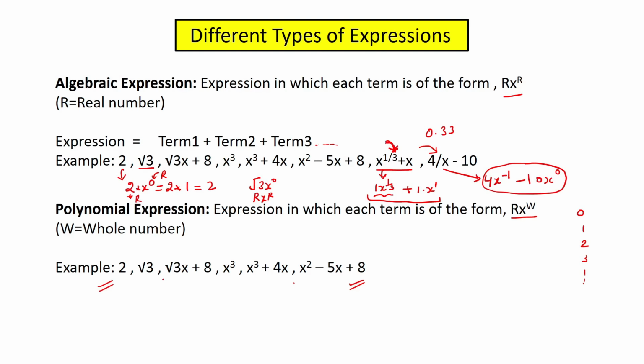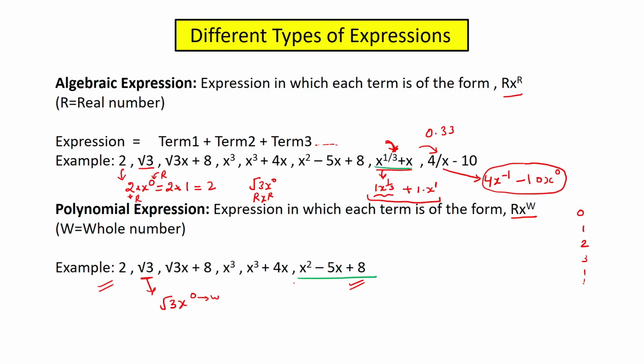So here if you see, we have root 3, so we can write root 3 x to the power 0. So 0 is a whole number, right? So this root 3 is a valid polynomial expression. Likewise, this is also a valid polynomial expression because all these powers of the variable x are whole numbers.